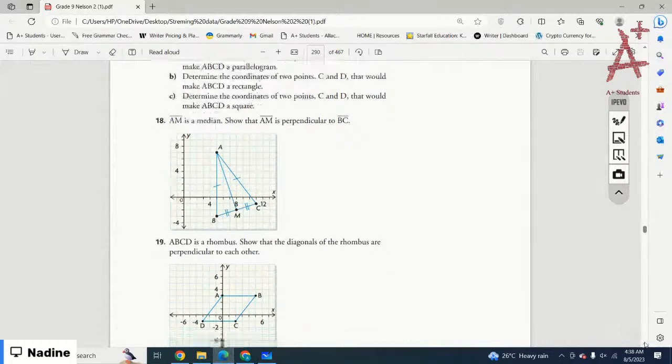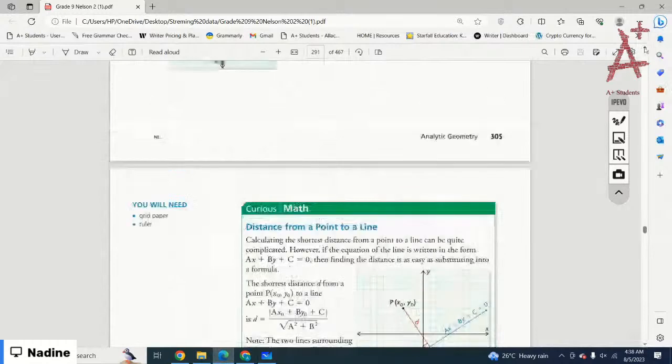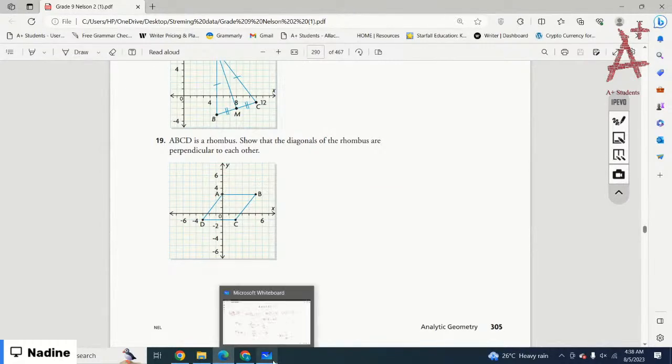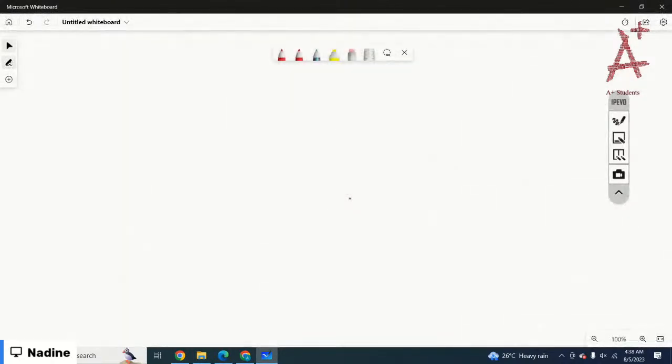ABCD is a rhombus. Okay. Show that the diagonals of the rhombus are perpendicular to each other. First, we have to find their vertices. A is 0 and 3.